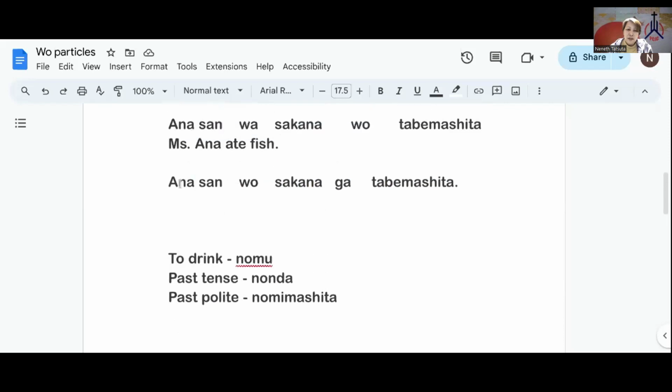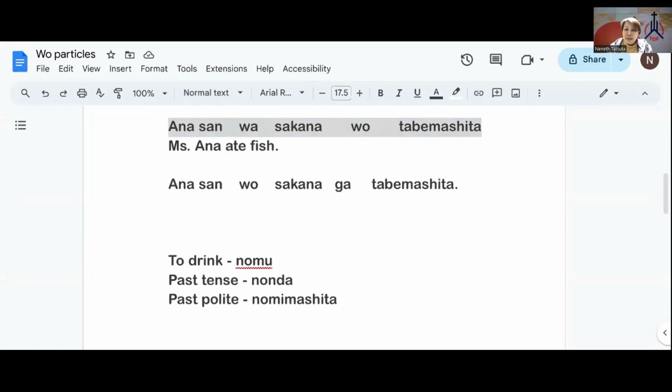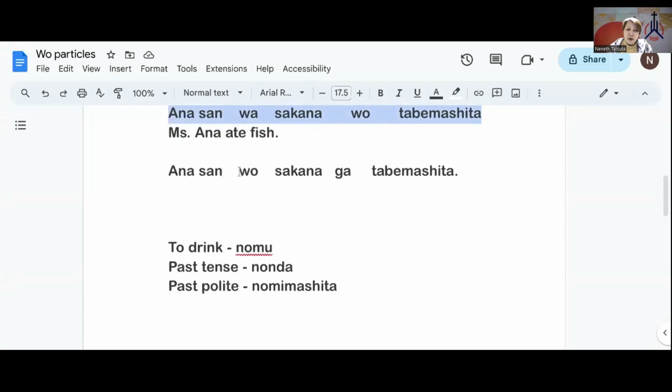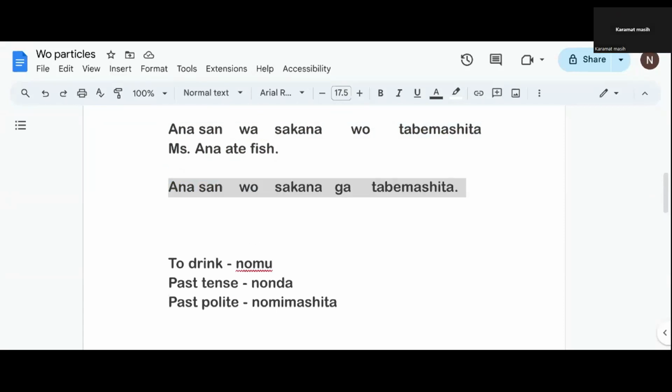But here, Ana-san wo sakana ga tabemashita. Your wo is not in the object, but in your subject. It's the same, Miss Anna ate fish. But here, the o is now, the object is not the fish anymore. It's Anna. Miss Anna.